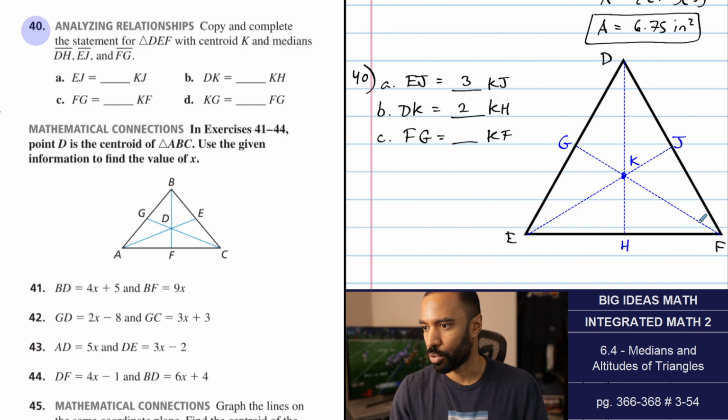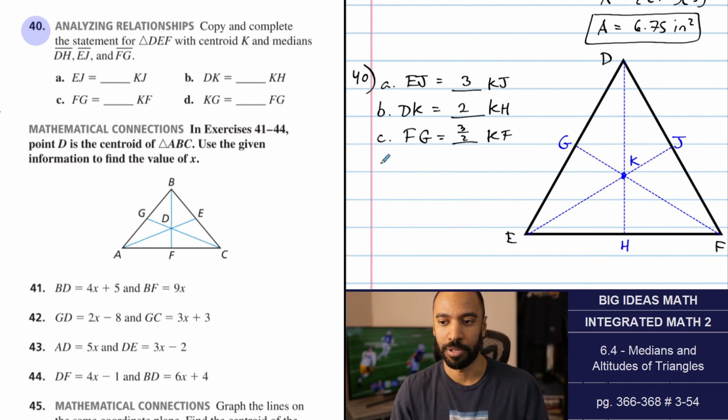FG is the whole thing. KF is just this little guy right here. KF is 2/3 of FG, but FG therefore is 3/2 of KF. Basically opposite reciprocal, that thing. Flip the relationship around. And finally, D.